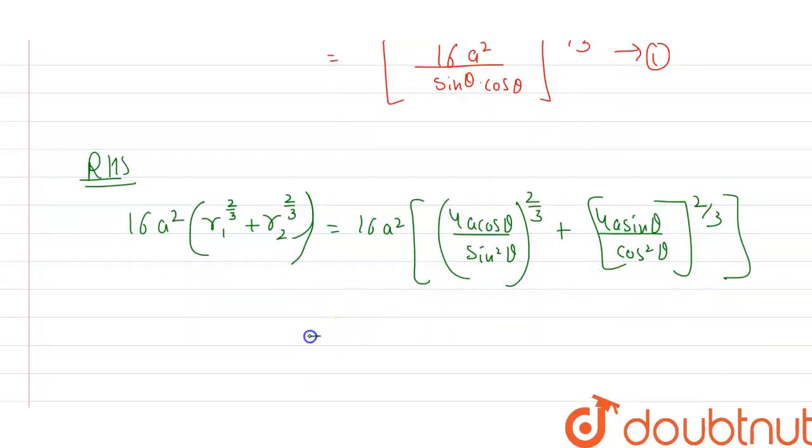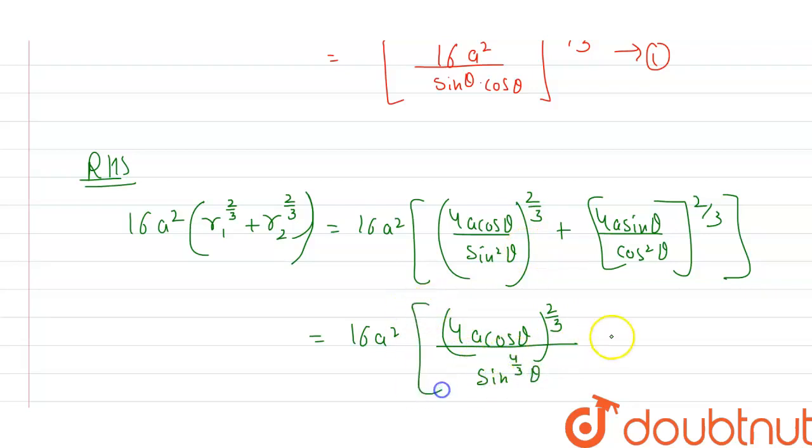So this one will become what now? The 16a square will remain the same as it is. Now I can write 4a cos theta to the power of 2 by 3, and in the denominator sin square theta with the power of 2 by 3. So this will become 2 into 2, 4 by 3, so sin to the power of 4 by 3 theta here. This part I have, and plus of what?